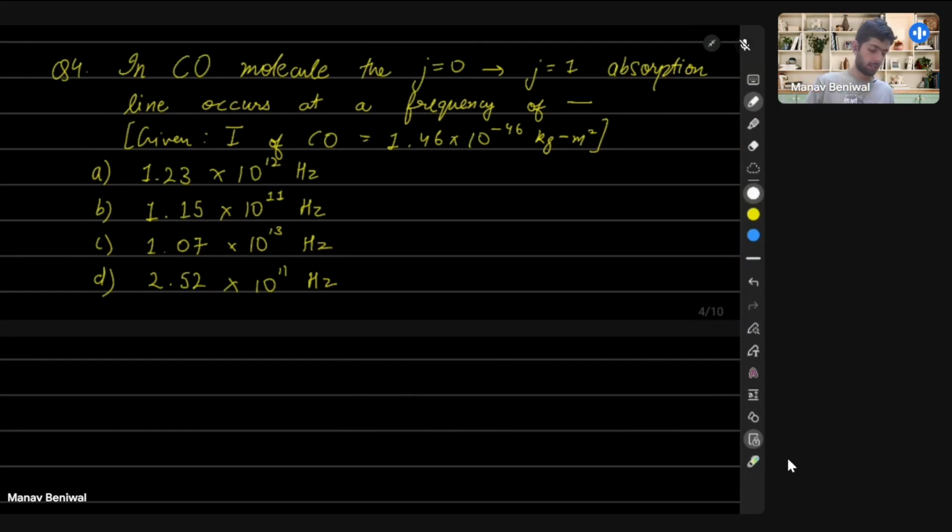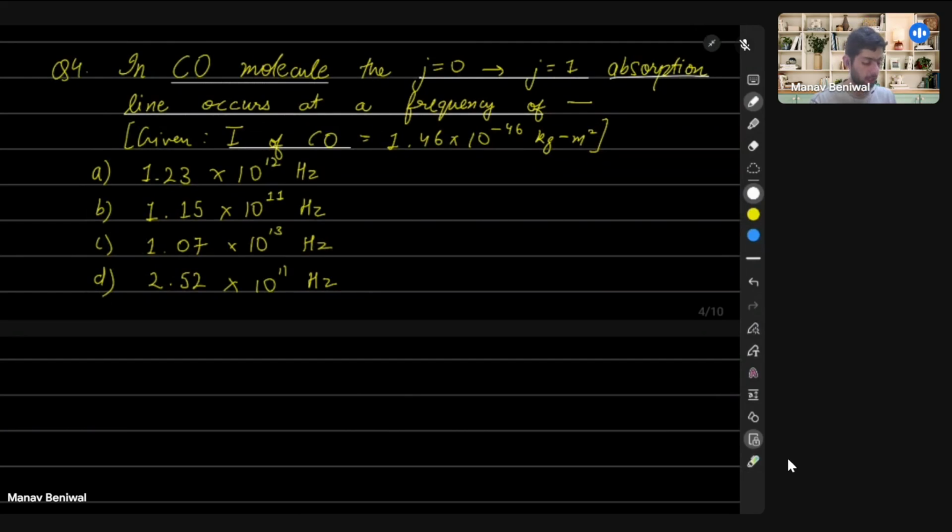So this is question number 4, and you can see it is a pretty simple problem. We are given a diatomic molecule of carbon monoxide. We are also given the transition J equals 0 to J equals 1. So this is a rotational spectra which we are talking about, and we are asked to find the frequency at which the absorption line occurs. We are also given the moment of inertia of the carbon monoxide molecule.